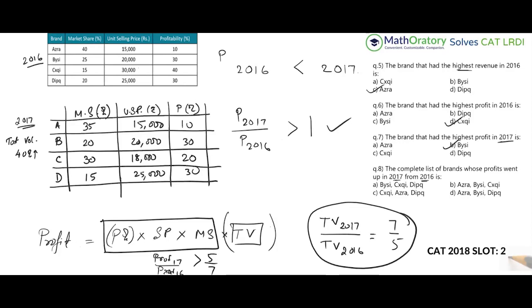One part is becoming 7 by 5. In order to keep it constant, I need the other part to be 5 by 7. But in this case, I don't need to keep it constant. I need to increase this. So the other part has to be more than 5 by 7.